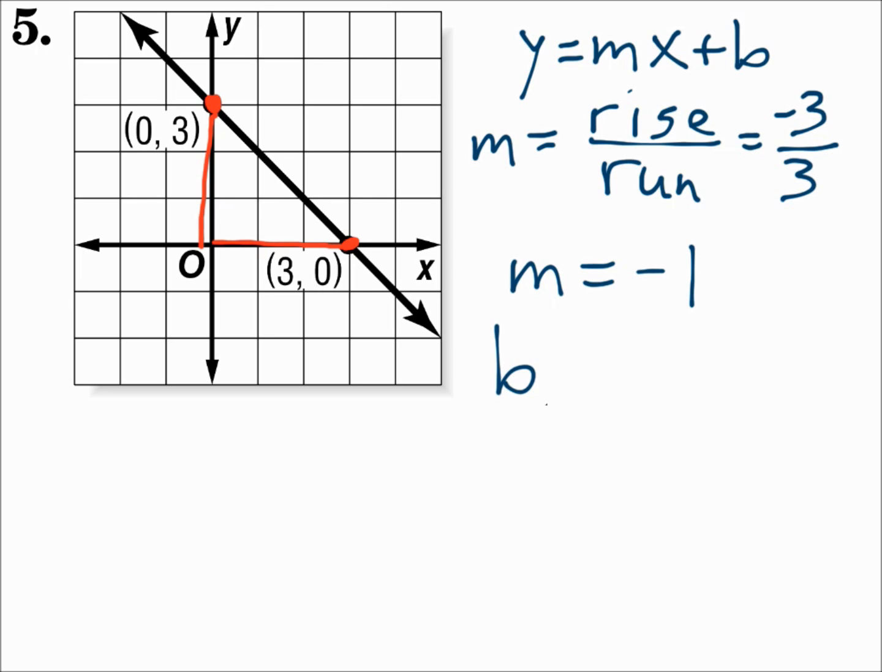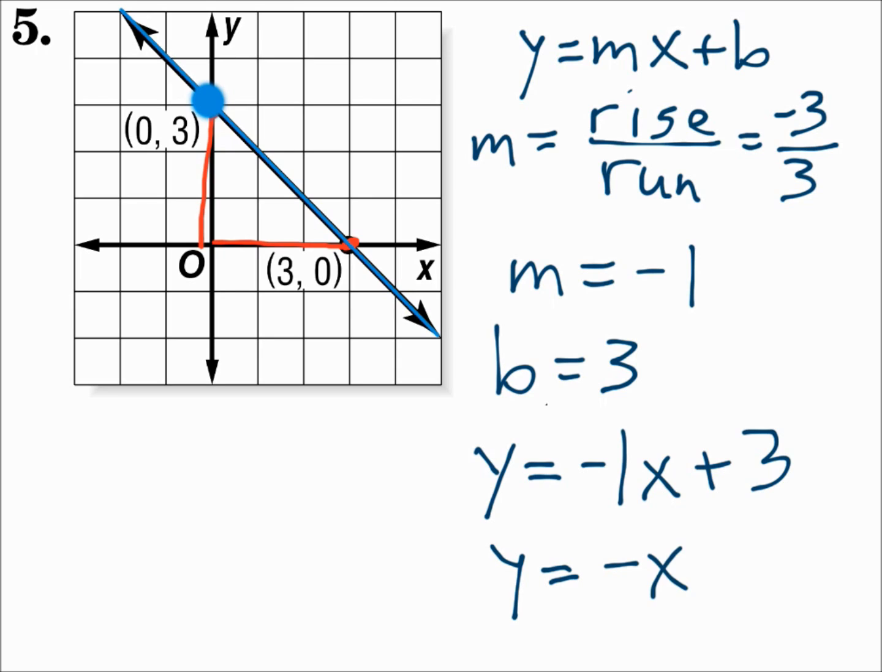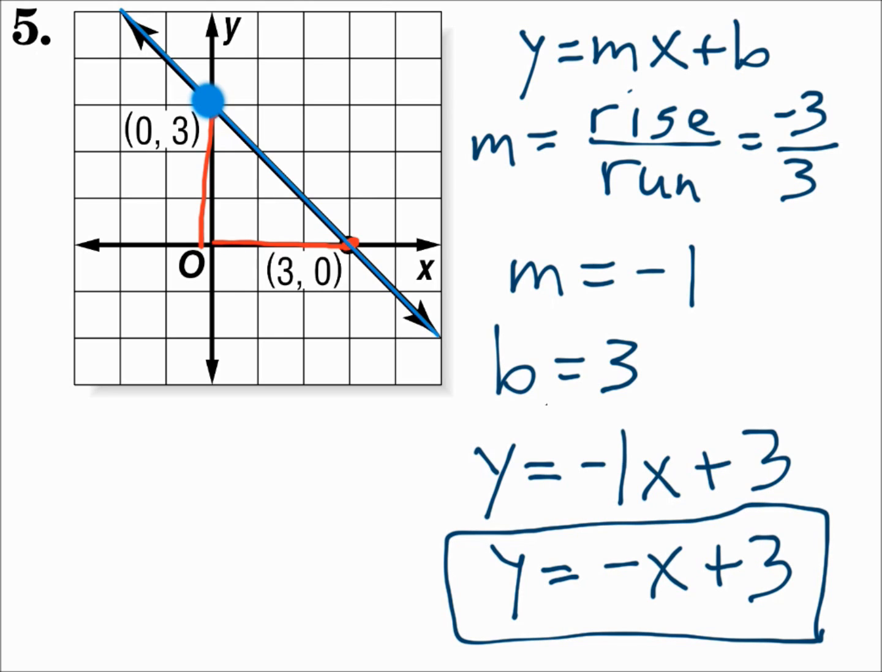The y-intercept is where the line crosses the y-axis, and that happens at 3. So b is 3. Substitute into the formula now. Y equals m is -1, x plus b is 3. And simplify if possible. Don't say -1x. Instead, say -x. So y equals -x plus 3. Rise over run to find the slope. Look at the graph to find the y-intercept, and substitute into the formula.